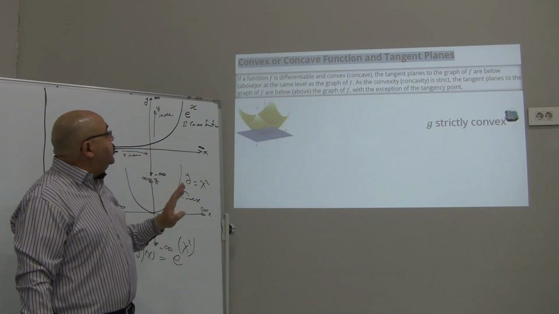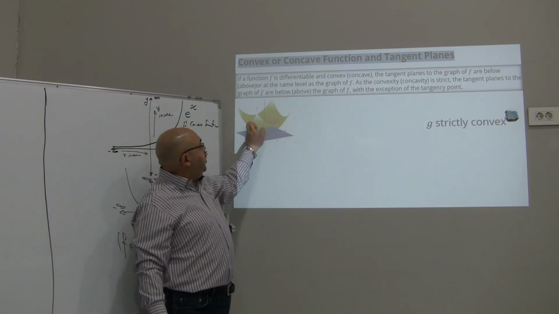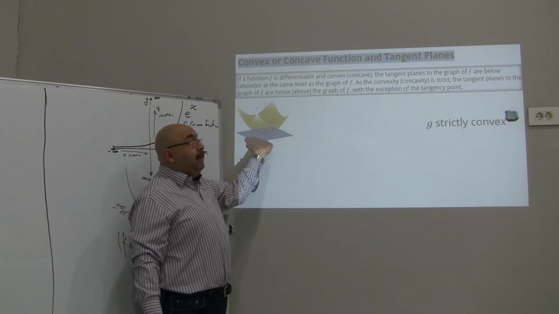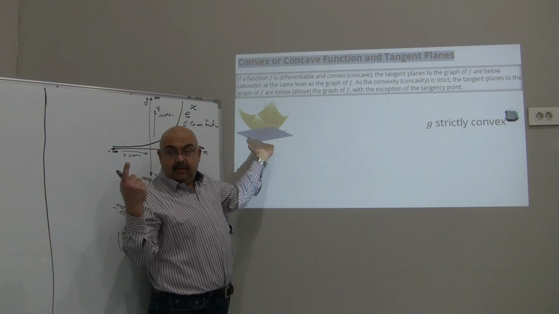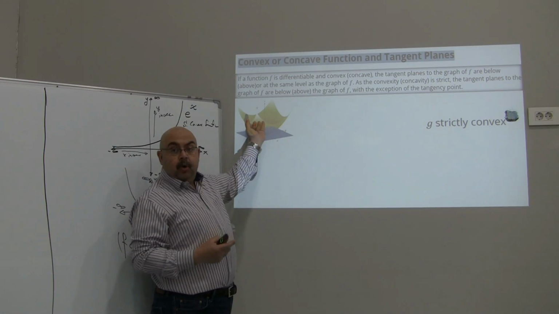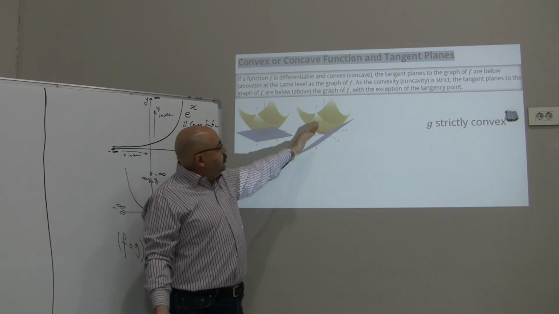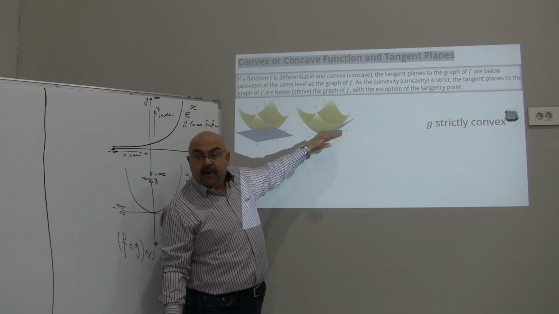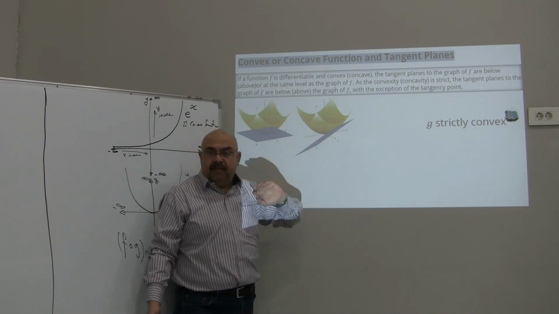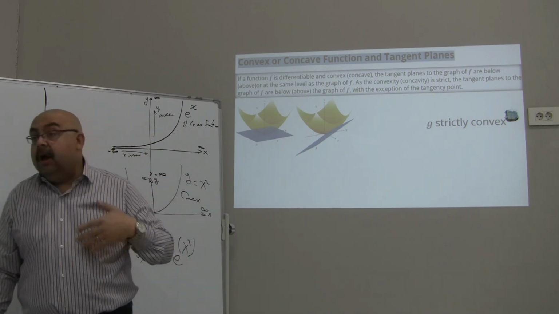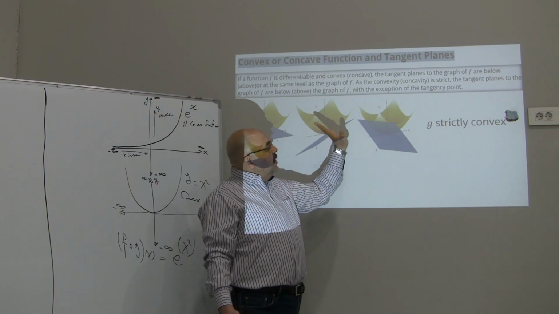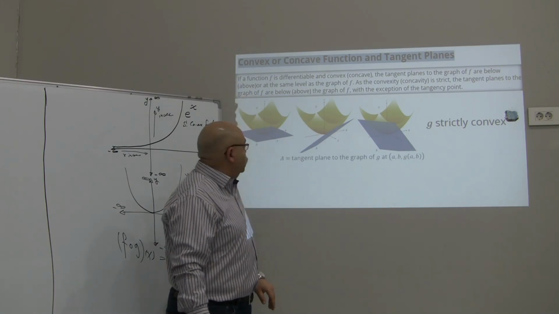Okay, let's look at these shapes. That's a shape of a strictly convex curve. Look at the tangent plane: it is touching the graph in one point, and all the rest of the points are above it. Even if you move your tangent plane to one of the sides, you will find that the points on the graph are above the tangent plane. And that's another case if you move your tangent plane to the side.